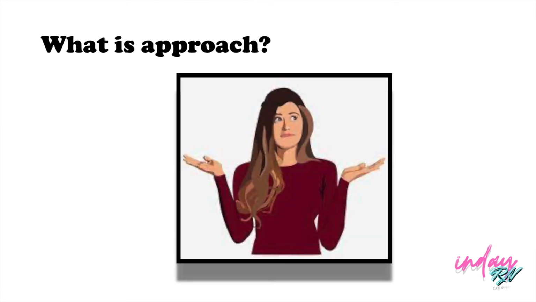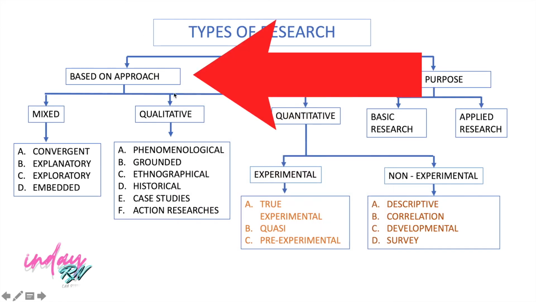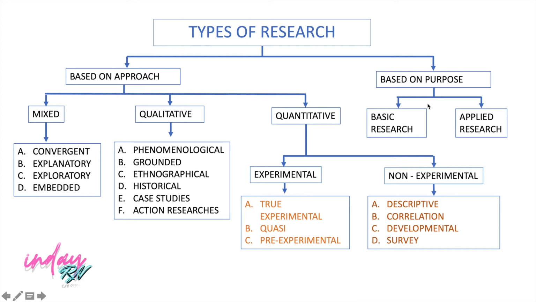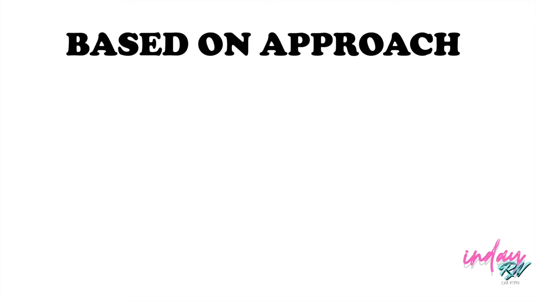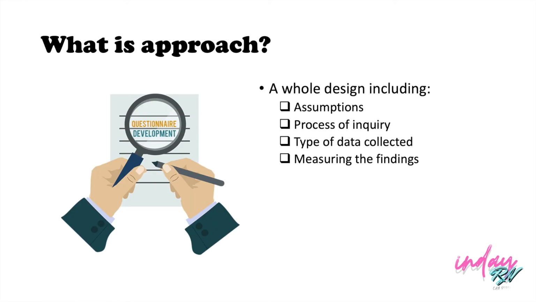Okay, you got it? Now, we need to understand first, what is approach? Because we mentioned here, based on approach. And here in based on approach, it seems like 75% of the whole research. Okay, so what is exactly an approach? An approach means a whole design, including the assumptions, the process of inquiry, the type of data collected, and measuring of findings. So here in approach, we are going to understand the assumptions, the inquiry that we are taking, the data that we are collecting, and how we are going to measure those things that we already collected.